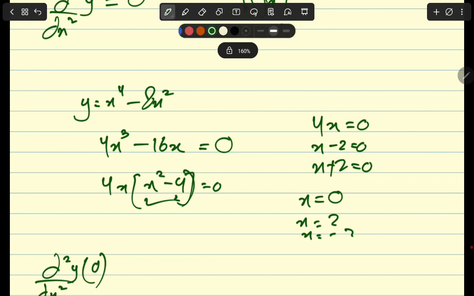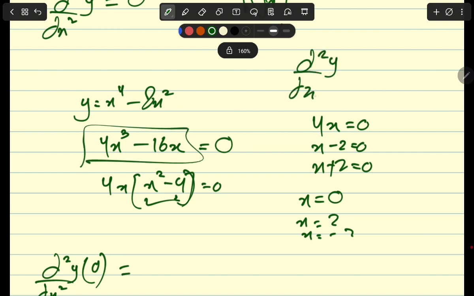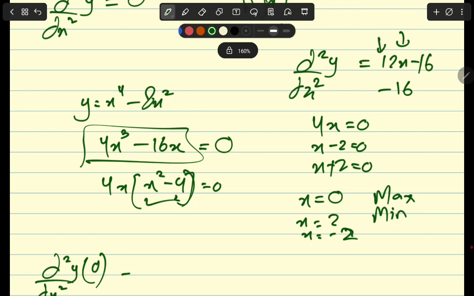Yeah, so where is the second derivative? This is the first derivative. The second derivative is going to be equal to 12x squared minus 16. So when I put 0 here, I get negative 16. So this is a maximum. Now let's find out what happens at 2. When I put 2 here, 48 minus 16 is positive, so this is a minimum. And what happens at minus 2? When I put negative 2 here, this is positive as well, so this is a minimum.